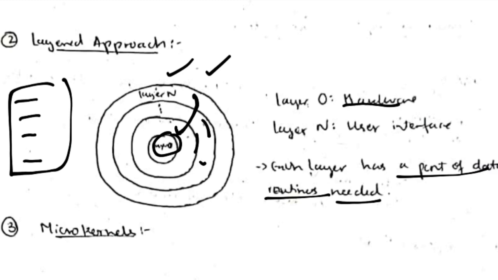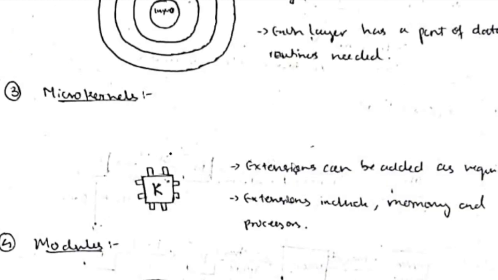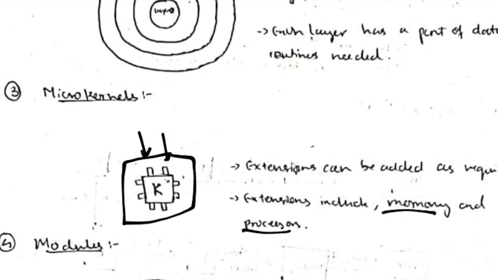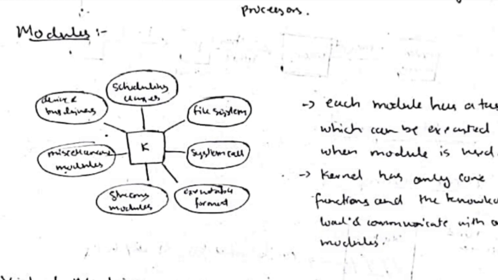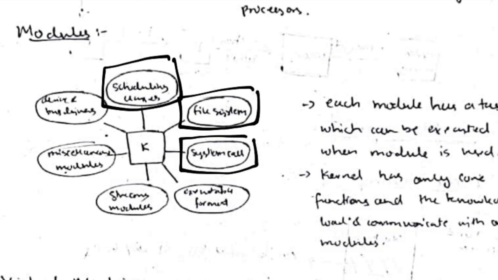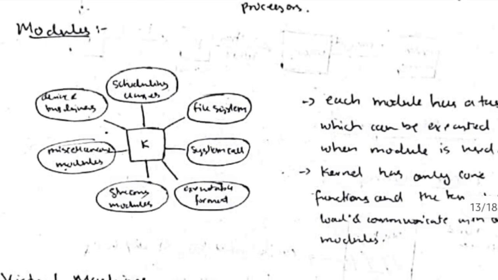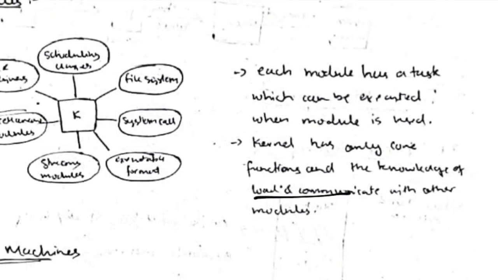Okay, the third one is the microkernels. In microkernels, the kernel is designed to be of the smallest size, and additions can be made by using the extensions present here, like increasing the memory or the processing speed. And the fourth one is the modules. In modules, the whole task will be divided into smaller parts, and whenever a part is required, the kernel will be connected with that particular part. And the kernel has no other function other than load and communicate.